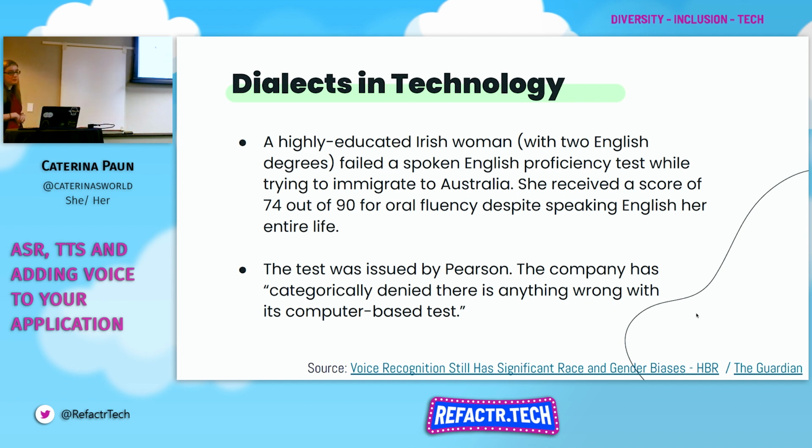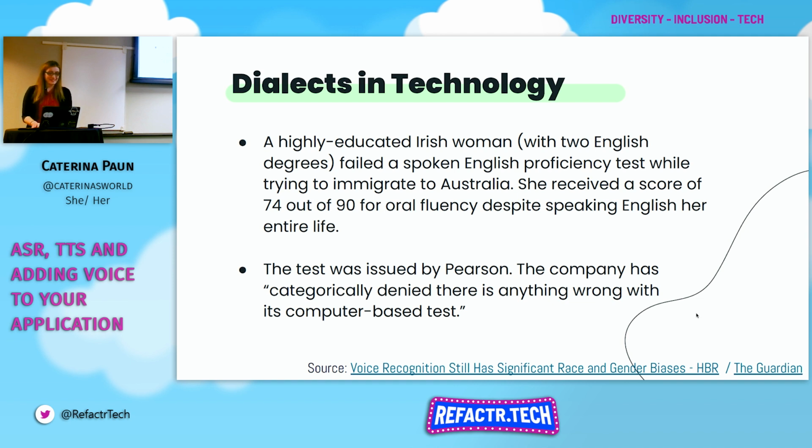So this is an example. This is about an Irish woman who failed a spoken English proficiency test while trying to immigrate to Australia. Obviously, you might be like, well, these things are going to happen, but I think what's really telling is what the companies who put out this information do have to say about this stuff. So in this case, the test was issued by Pearson. I think it's a company that does a lot of testing.